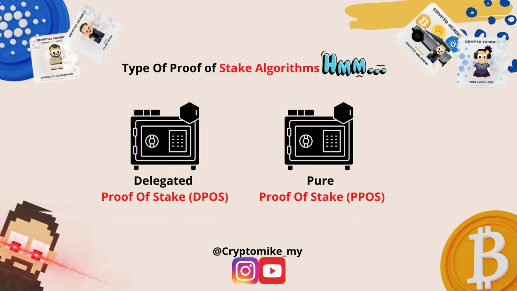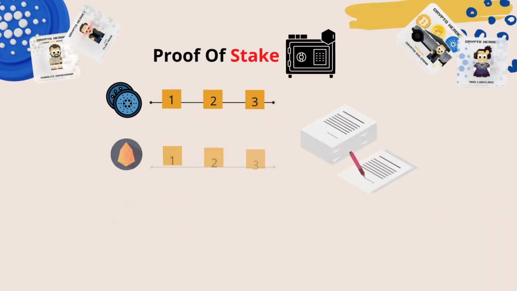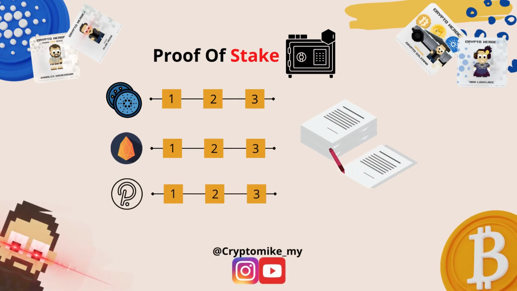Moreover, there are many types of proof of stake algorithms, such as delegated proof of stake and pure proof of stake, with different use cases. Each cryptocurrency that uses a proof of stake algorithm has its own set of rules and methods for what is the best possible combination for them and their users.